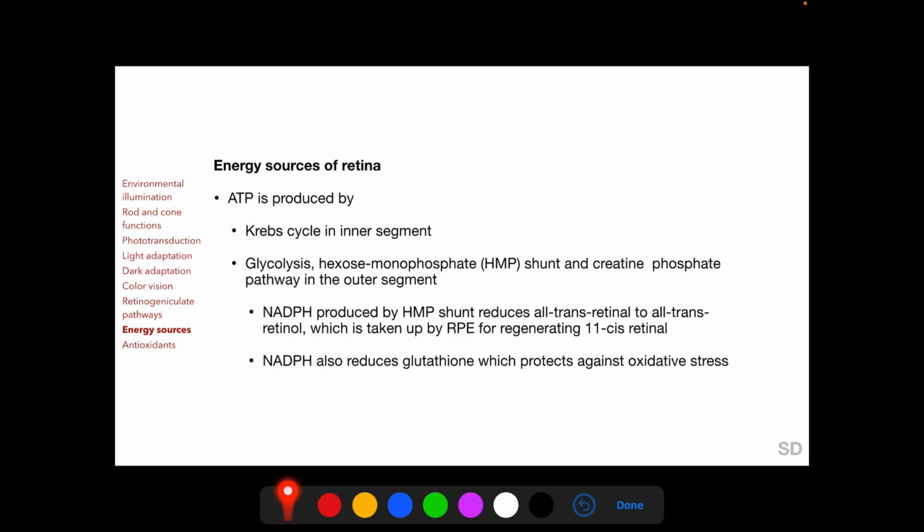ATP is produced in the inner segment through the Krebs cycle and in the outer segment by glycolysis, the hexose monophosphate shunt and the creatine phosphate pathway. NADPH produced by the HMP shunt pathway reduces all-trans retinal to all-trans retinol, which is taken up by the retinal pigment epithelium for regenerating 11-cis retinal. NADPH also reduces oxidized glutathione to regenerate glutathione in the glutathione peroxidase antioxidant system, which we'll discuss next.